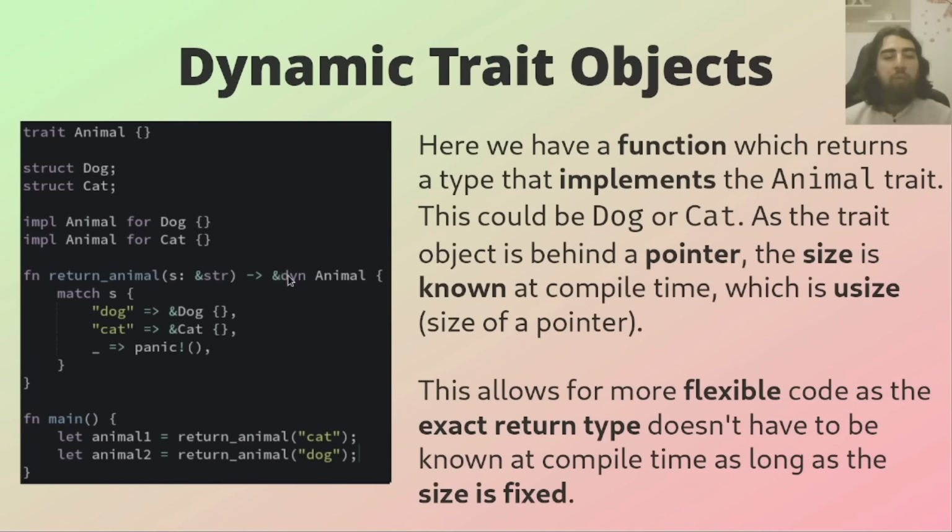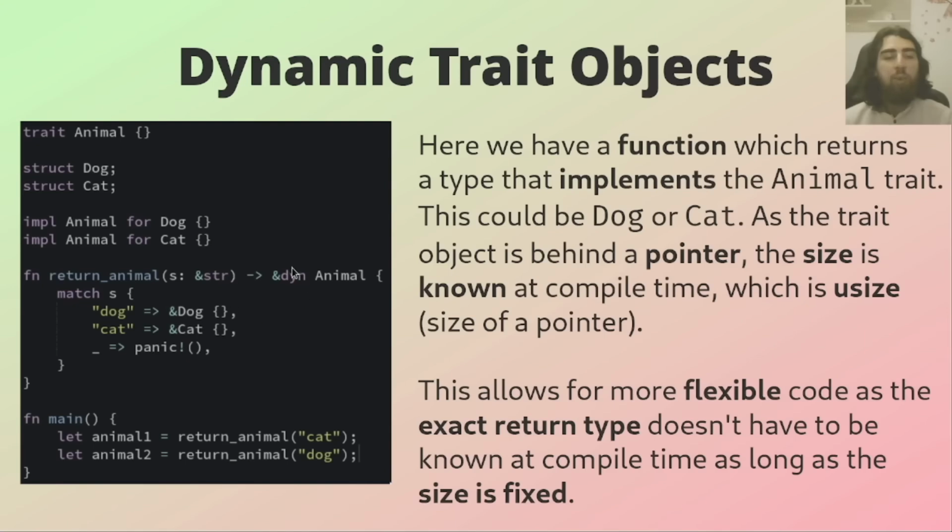But as you can see, we are here providing a reference to the instance and not the instance itself. Because when we return a reference to a type that implements the Animal trait, it means that the size of this type is known at compile time. Because remember, a reference is a pointer, and the size of a pointer is known at compile time, meaning it's of type usize, and usize is 8 bytes on a 64-bit computer. So the size of the return type is known.